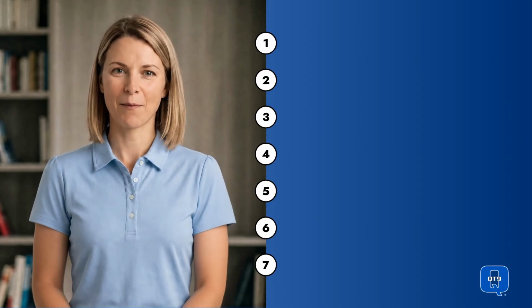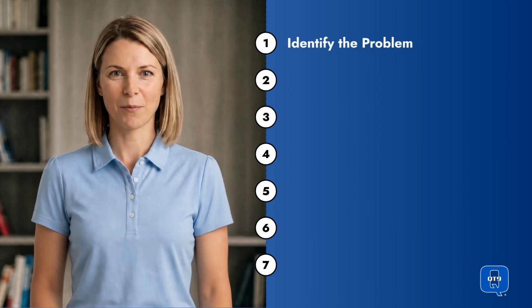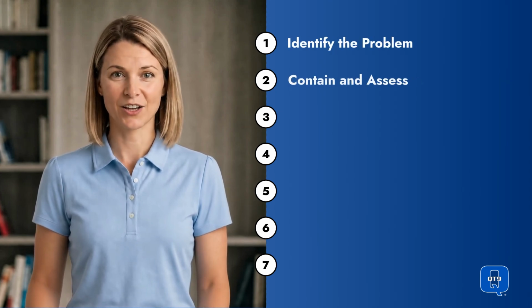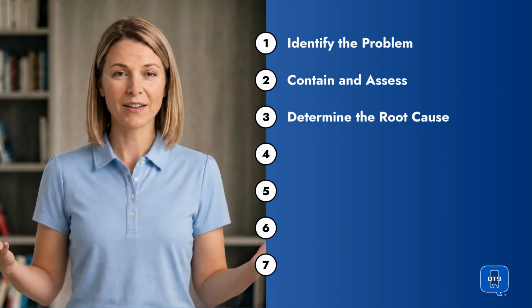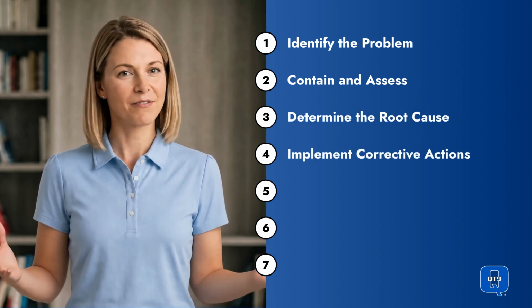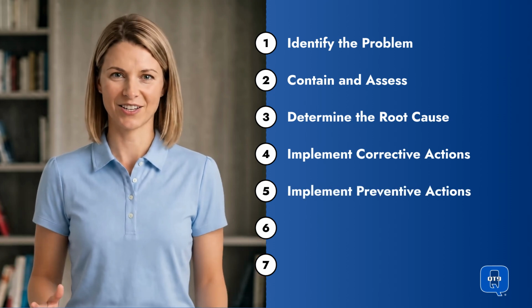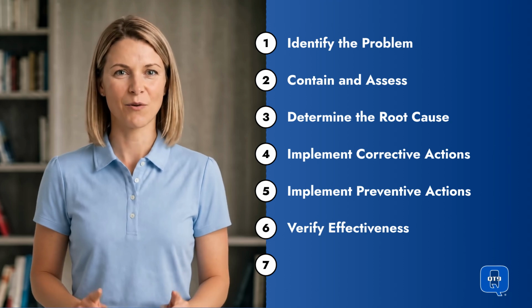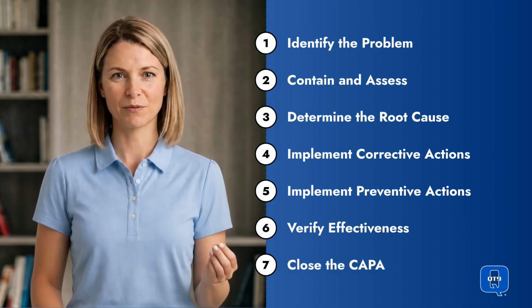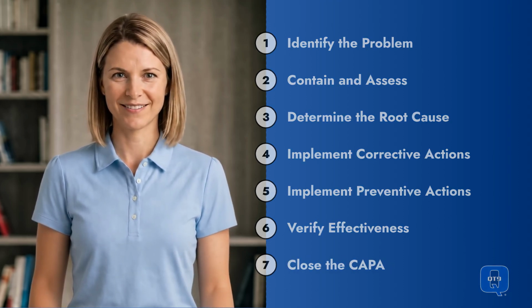Let's quickly recap the CAPA process. First, identify the problem. Second, contain the issue and assess risk. Third, determine the root cause. Fourth, implement corrective actions. Fifth, implement preventive actions. Sixth, verify effectiveness. And finally, formally close the CAPA with complete documentation and approvals.